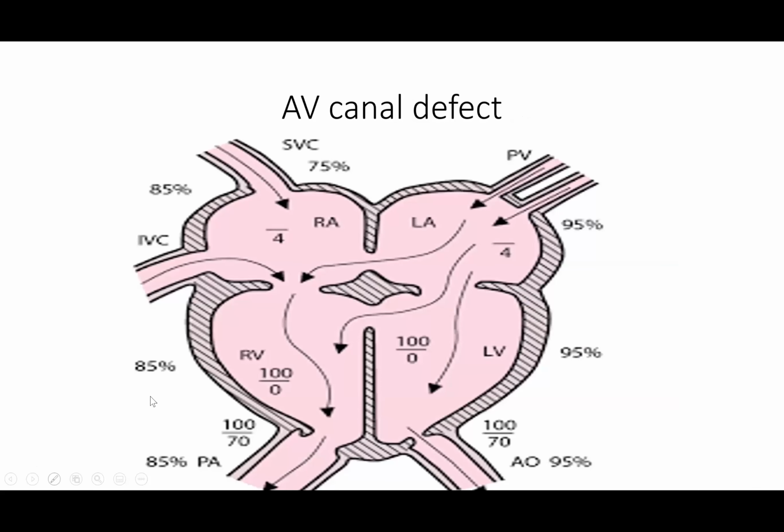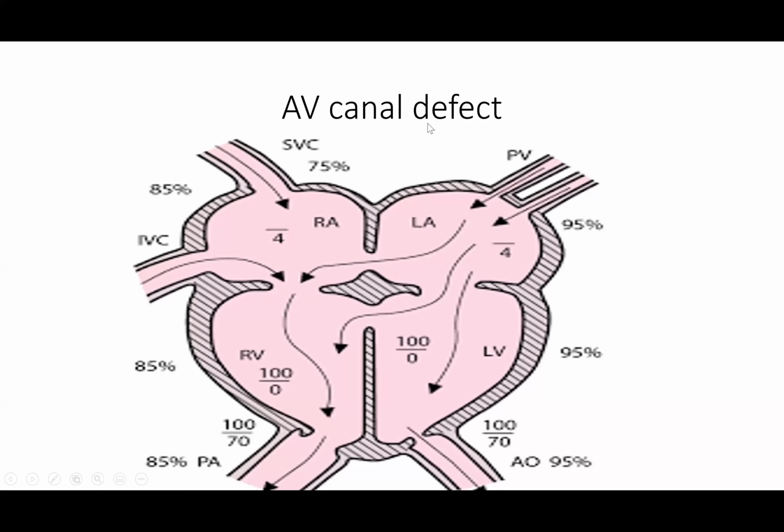Now, the primum ASD is part of what we call AV canal defect. These defects go by various names, and they come from the endocardial cushions. Endocardial cushions are 4 ridges of tissue. There's one here, one here, one here, and one here. It forms the central part of the heart. Now, this is also called AV septal defect, AV canal defect, endocardial cushion defect. It all refers to the same thing.